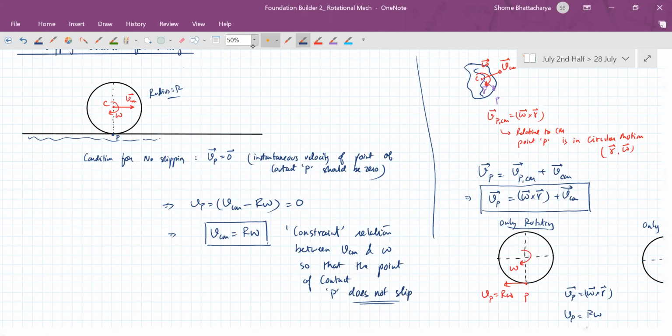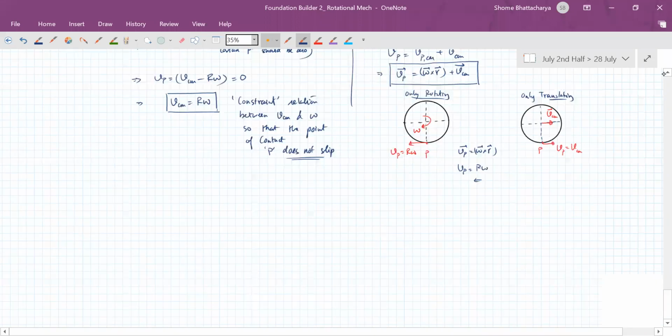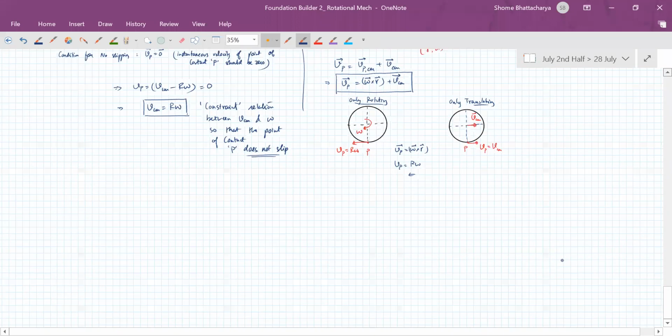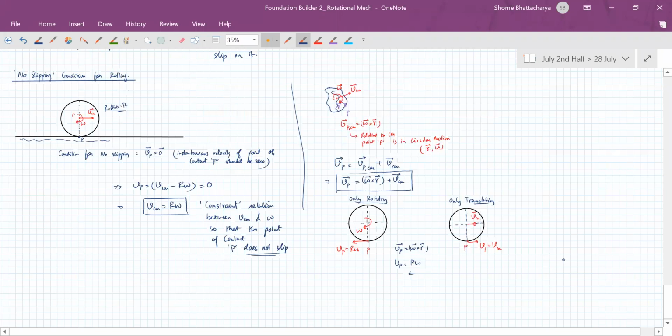Sir, how is that VP vector 0? That I've only explained here. If it was only rotating, it would have an r omega velocity towards the left. If it was only translating, it would have a VCM velocity towards the right. So when both of them are happening together, what is the net velocity? It's VCM minus r omega. Okay. So that is the condition for it to be at rest or not slipping. Okay, so make a note of this constraint relation for no slipping.